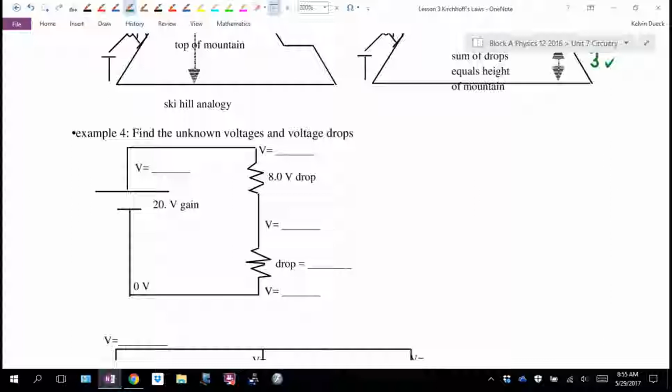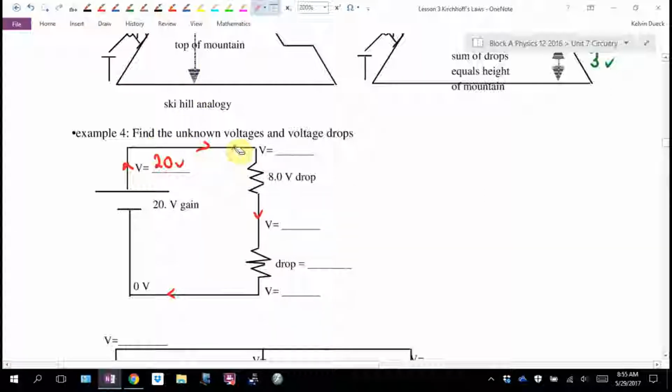Kayla, let's go skiing. You ready? Kayla, how many volts are we gaining from the battery? First thing, label current. That way, that way, that way. So now we know which way is downhill. Kayla, how many volts are we gaining from the battery? So right now, the height is 20 volts. Remember, the resistors are the ski hills. So our height right here is 20 volts. Our height right here is 20.